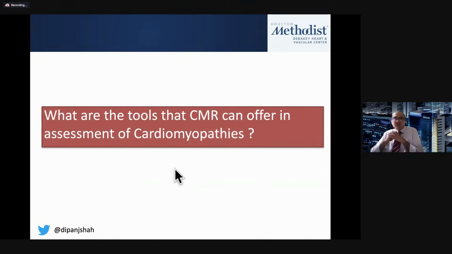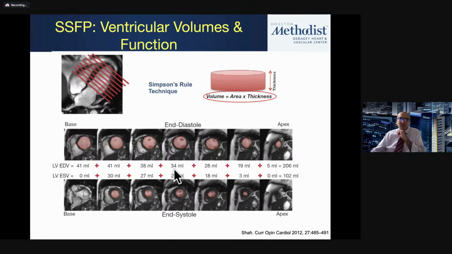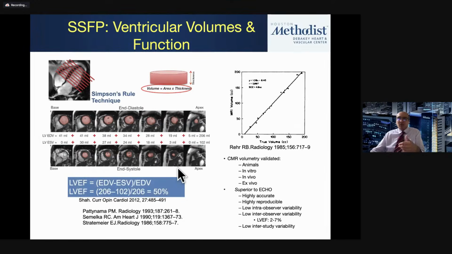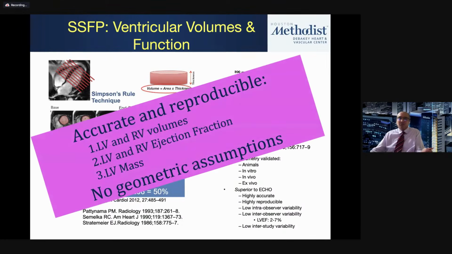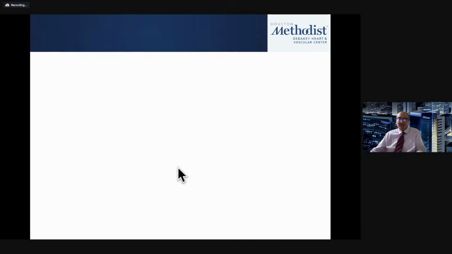So I think Dr. Q did a very nice job of showing the power of echo for the initial evaluation of these patients when it comes to chamber sizes, LV function, as well as PA pressures. So what are the tools that CMR can add that can be incremental? CMR can be very good for assessment of LV and RV volumes and ejection fraction, which in these patients is key to differentiate: is this reduced EF or normal EF cardiomyopathy?